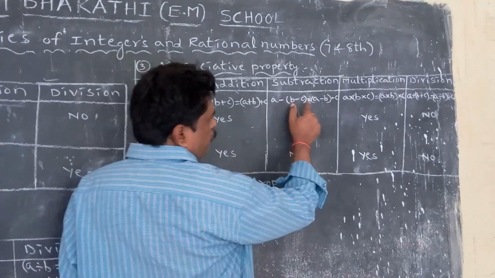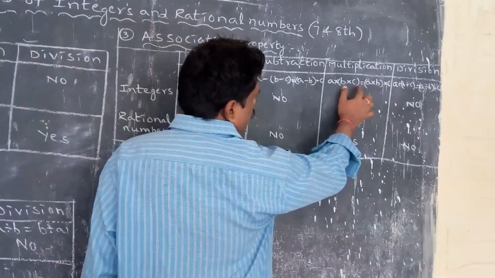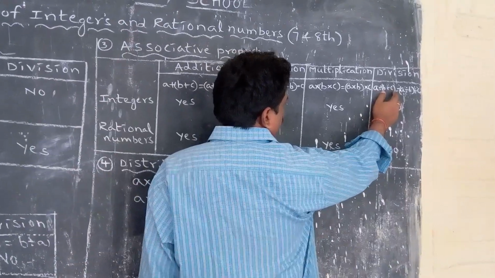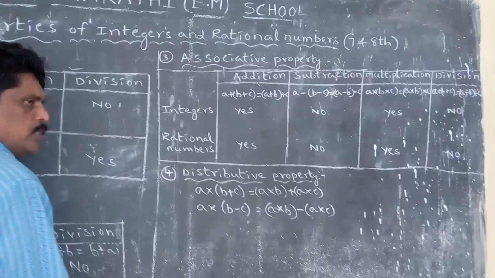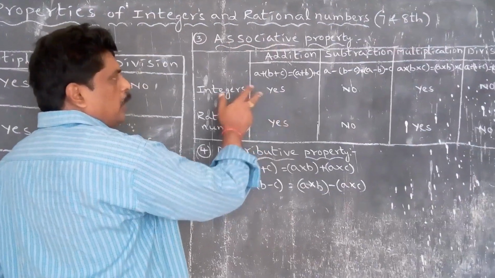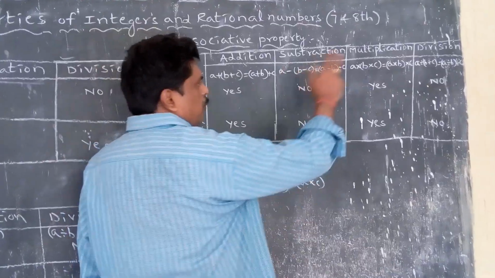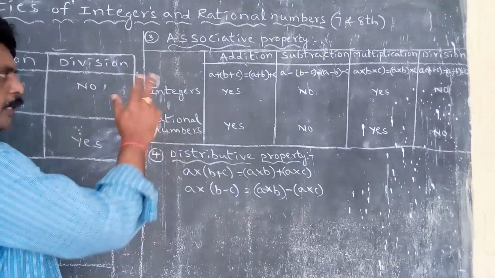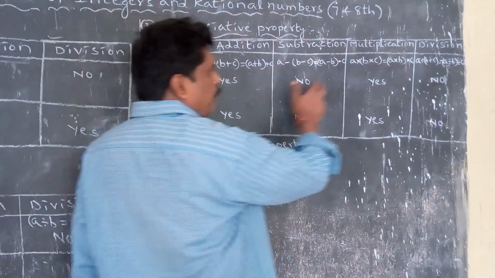Okay. Next one is A minus bracket B minus C equal to bracket A minus B minus C. Here A into bracket B into C is equal to bracket A into B into C. Here A divided by bracket B divided by C is equal to bracket A divided by B divided by C. I have to check and substitute some numbers in these formulas. You get the answer that the associative property exists in addition and multiplication for integers. It does not exist in subtraction and division.